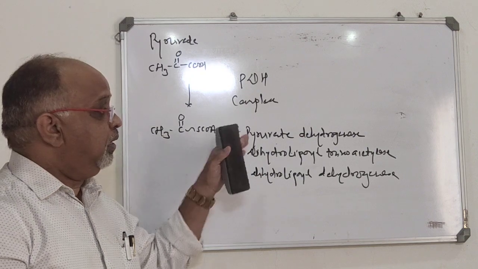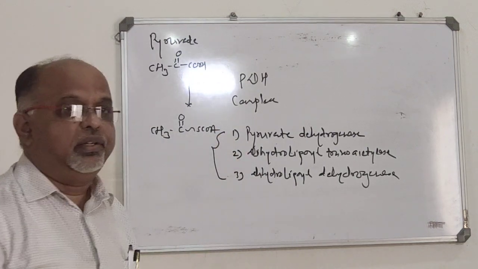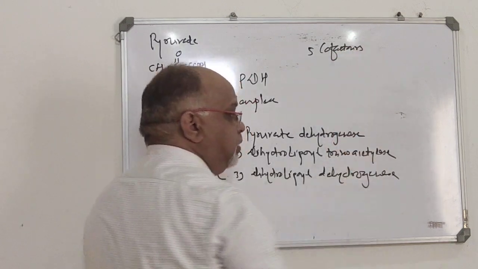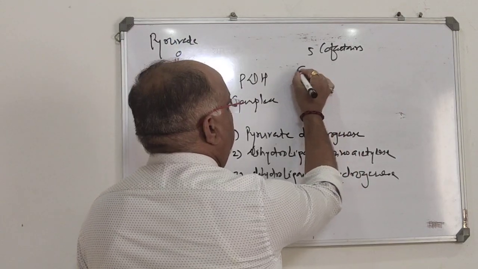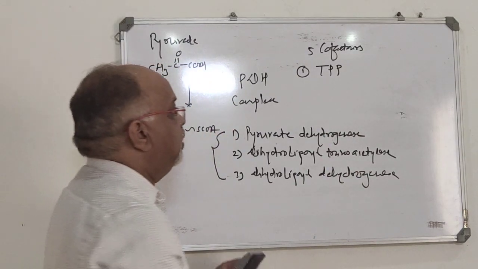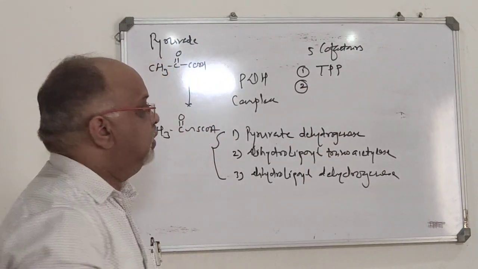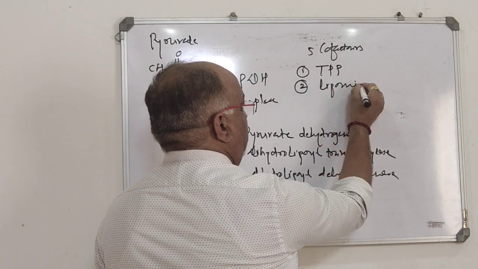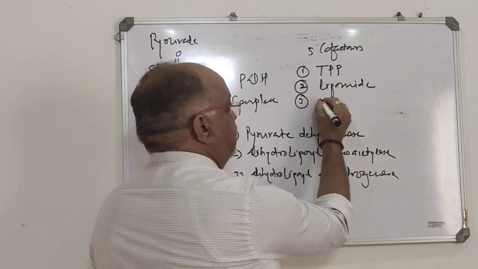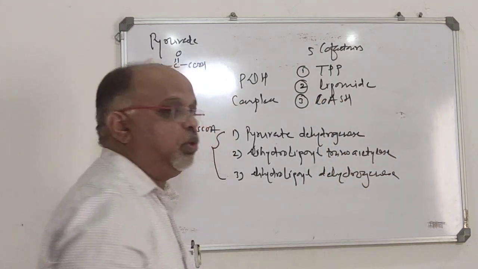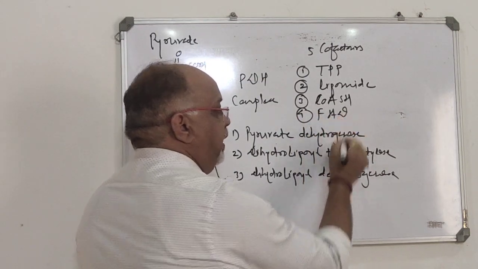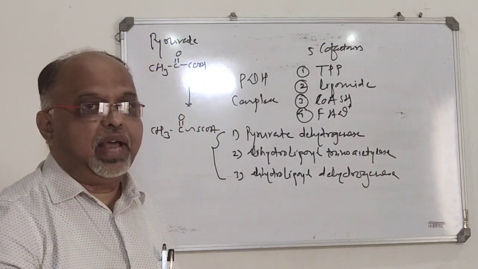acetyl CoA. But this multi-enzyme complex requires 5 cofactors to carry out these reactions. And these 5 cofactors are: number 1, TPP, thiamine pyrophosphate. Second one, lipoamide. This is another cofactor required for this multi-enzyme complex. Third one is known as CoASH, coenzyme A. Fourth one, known as FAD, that is flavin adenine dinucleotide.